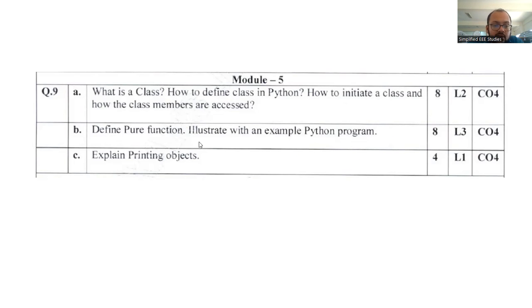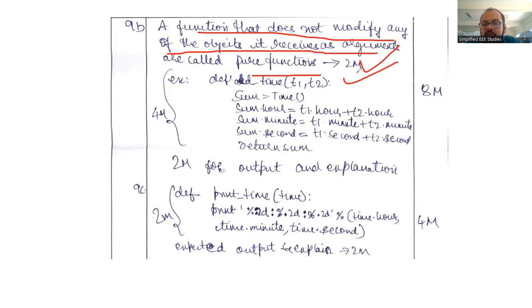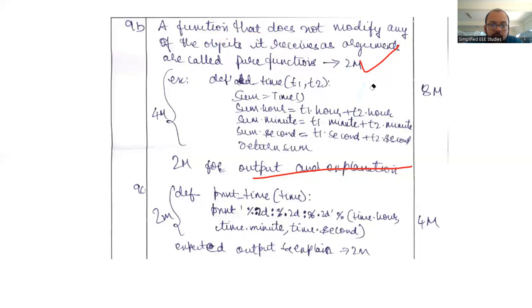Next, define a pure function and illustrate with an example in Python programming. So you are supposed to explain the definition of a pure function. What is a pure function? The definition is provided here. A function that does not modify any of the objects it receives as arguments is generally called a pure function. Weightage is 2 marks. Then give a simple example regarding the class Time. Based on that example, you can explain the concept of a pure function, then the output or explanation, which also carries weightage. So this is regarding the pure function.